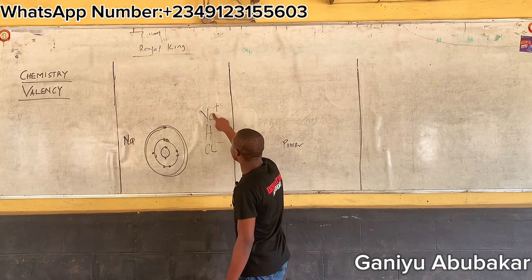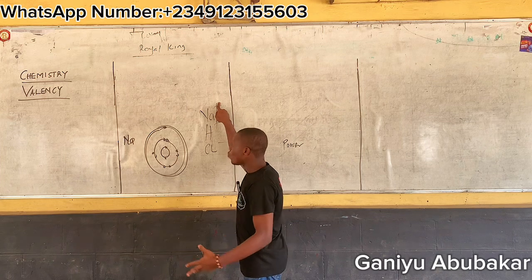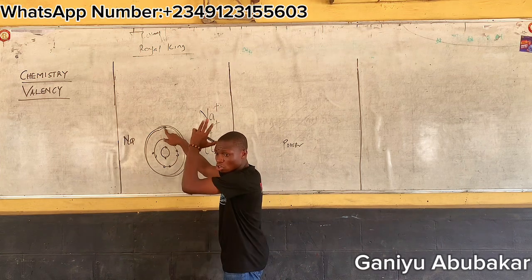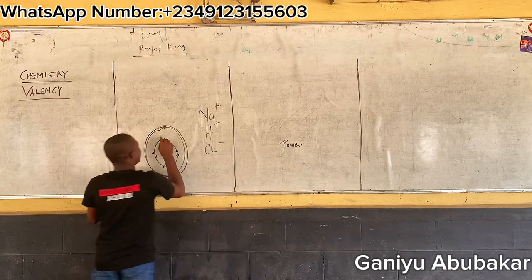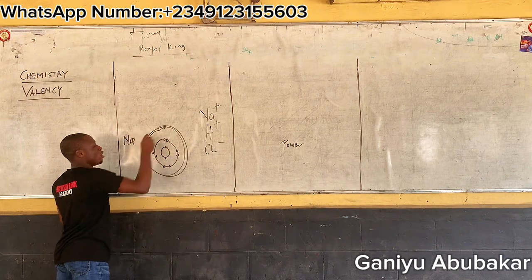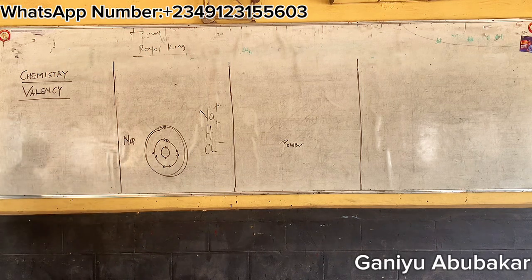Because this plus means losing. Why is it losing? It will lose this one, so it becomes 2, 8, stable. If you don't lose this one, it means 8. That's octet, for it to be stable. That's the concept behind valency.